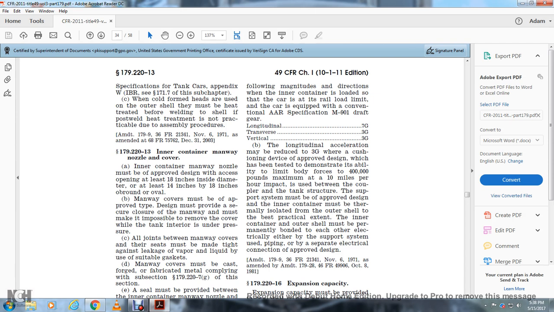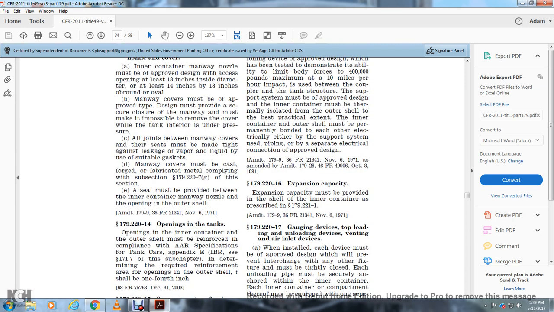The longitudinal acceleration may be reduced to 3G with a cushioning device of approved design that has been tested to demonstrate the ability to limit forces to 400,000 pounds maximum at 10 miles per hour impact used between the coupler and tank structure. The support system must be approved. The design must keep the inner container thermally isolated from the outer shell to the best practical extent, but the inner container and outer shell must be permanently bonded to each other electrically, either by the support system, piping, or a separate electrical connection of approved design.